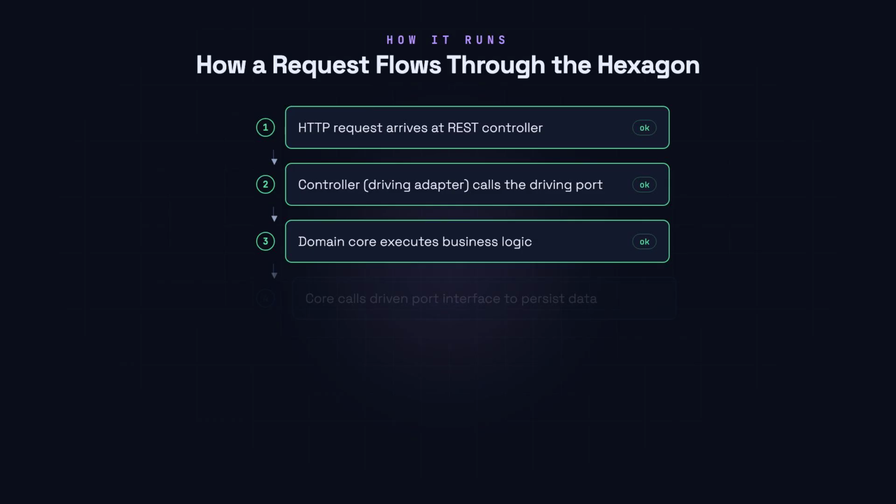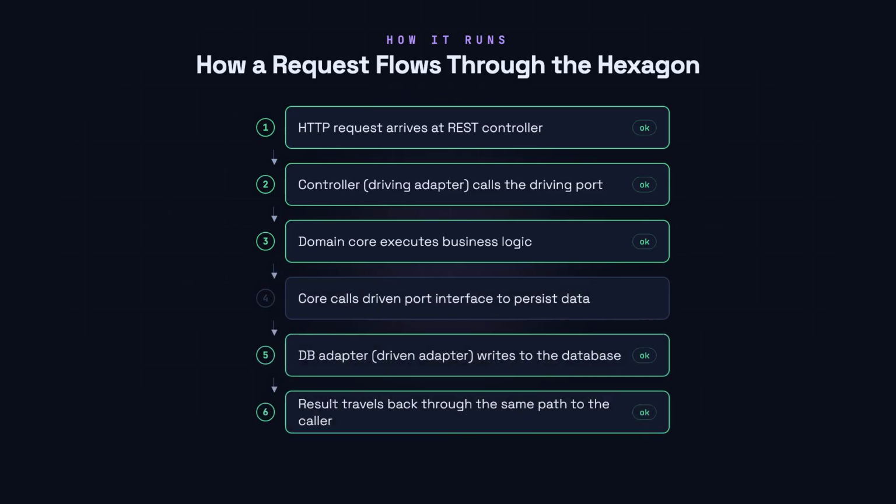Trace a real request. An HTTP call hits the REST controller, that is a driving adapter. The controller translates the HTTP details into a plain method call on the driving port interface. The domain core picks up that call, runs the business rules, and when it needs to save something, it calls the driven port interface. It has no idea whether that interface is backed by Postgres or an in-memory store. The driven adapter, the real database implementation, fulfills the call, and the result travels back up the chain. The core never touches infrastructure directly, which is the key consequence of this design.